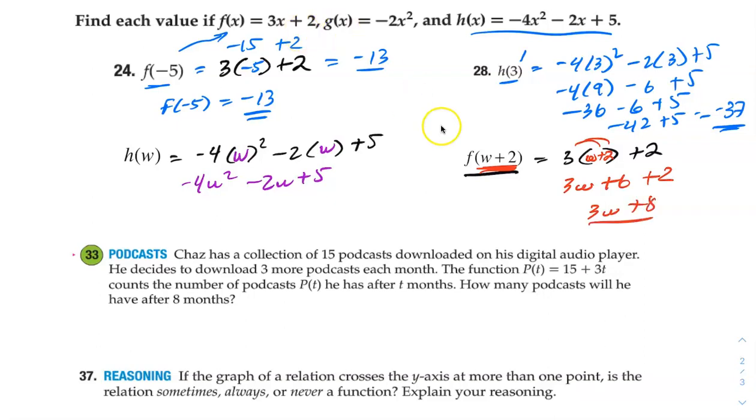Don't get scared when there are variables there. It's the same thing, just plug it into the function. That's all this is. If I want to plug w plus 2 into the function, just plug that into the function. There you go.